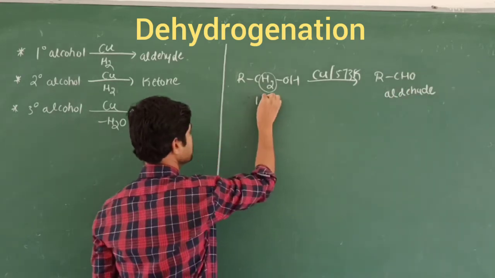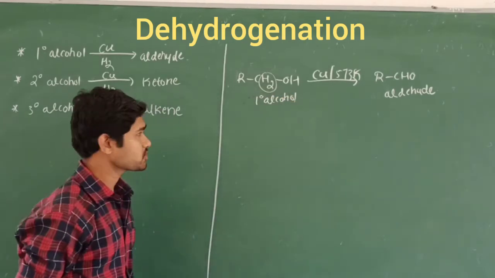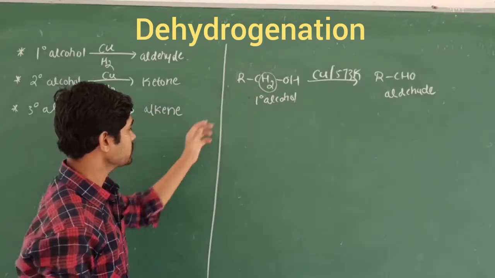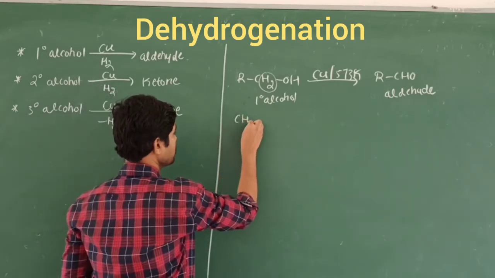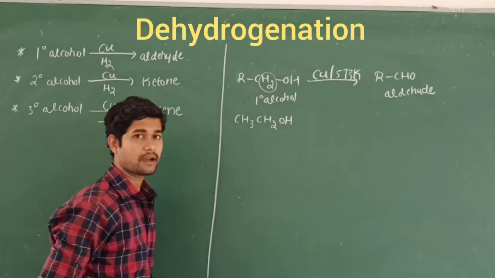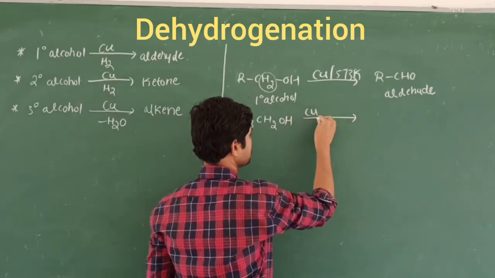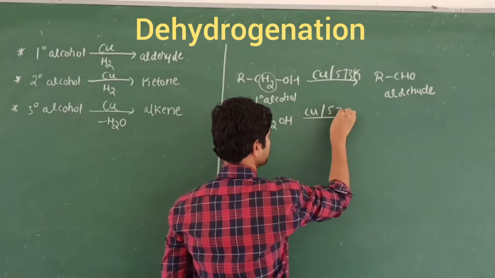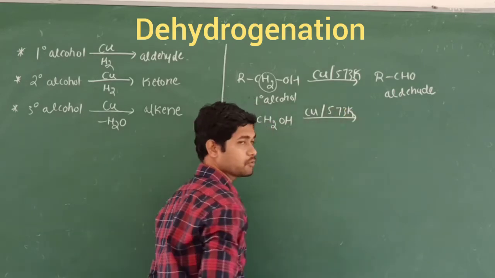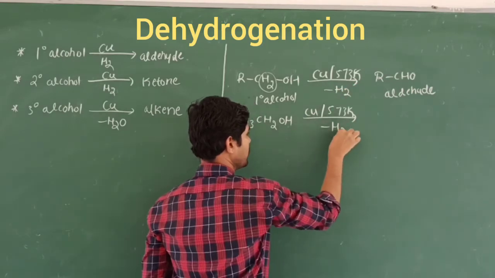This is aldehyde and this is primary alcohol. Let's see one beautiful reaction. If I replace R with CH3, that is CH3CH2OH, we are going to call it ethanol. When it takes place under the catalyst copper at 573 Kelvin, we are going to remove the hydrogen, so we are going to remove hydrogen gas.